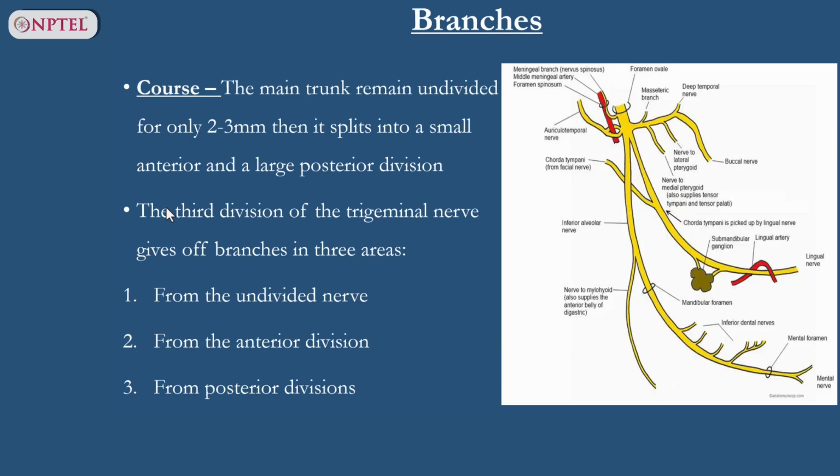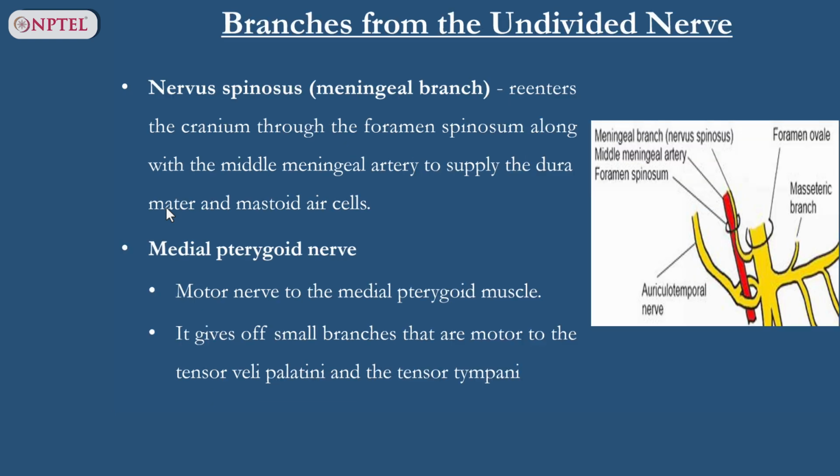The main trunk, after coming out of the foramen ovale, remains undivided for only 2 to 3 millimeters. Then it splits into a small anterior and large posterior division. The branches from the mandibular division can be studied as follows: branches from the undivided nerve, branches from the anterior division, and branches from the posterior division. Now, branches from the undivided nerve, it is known as nervus spinosus or meningeal branch.